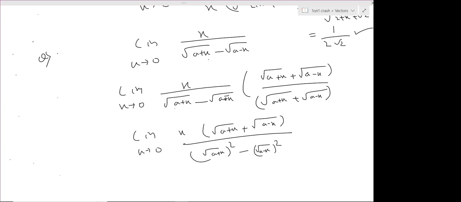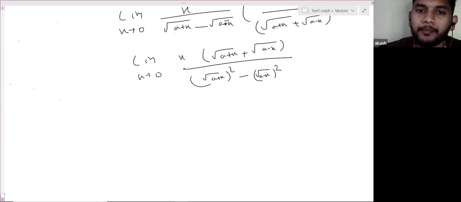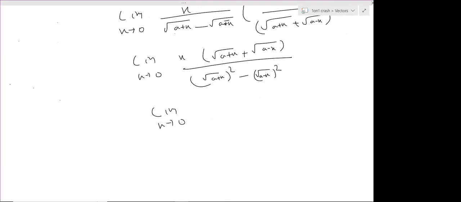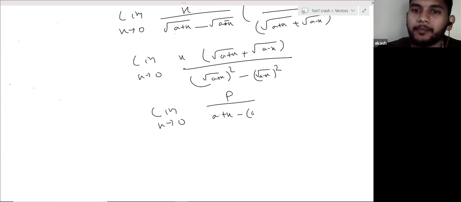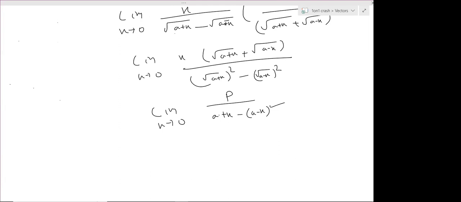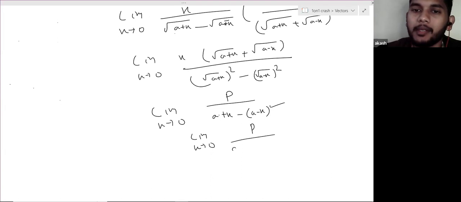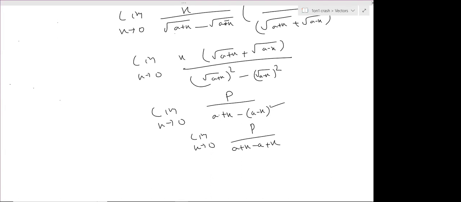All right. So the next step, the numerator as it is, and the denominator will become a plus x minus a plus x, right? Did you use the brackets here? Yeah. All right. So limit x tending to 0, this is x upon a plus x minus a plus x, right? So minus a is cancelled, 2x. So x by 2x.